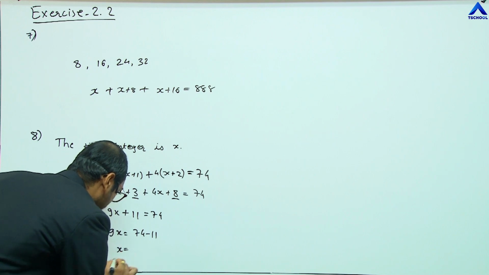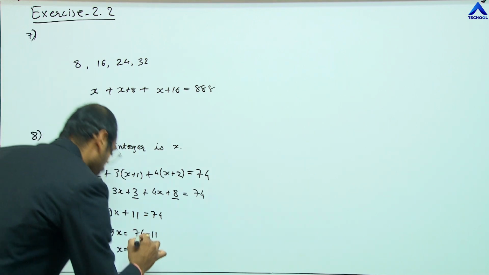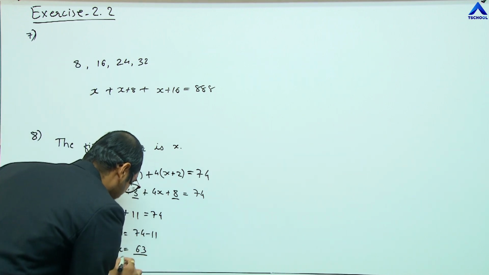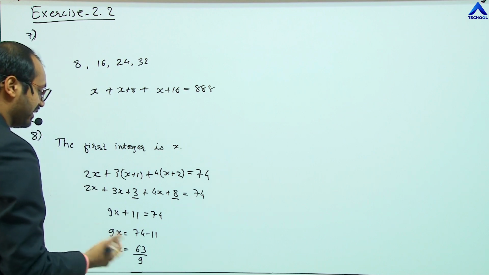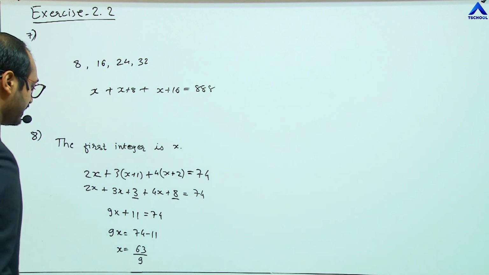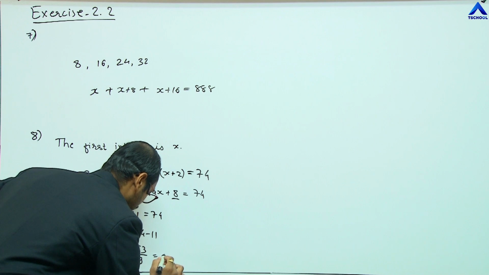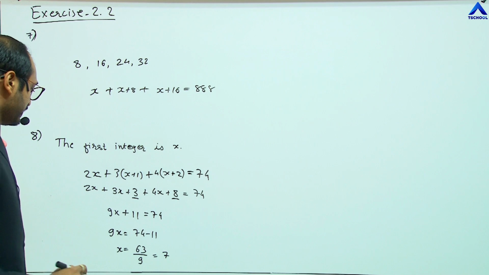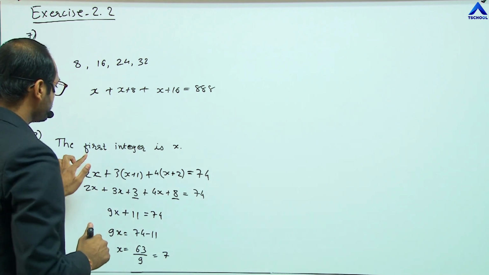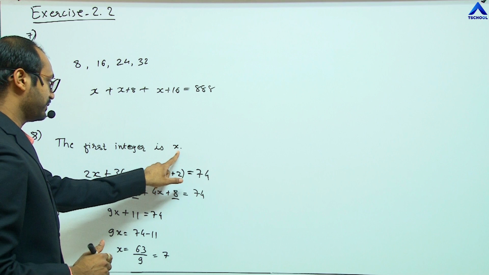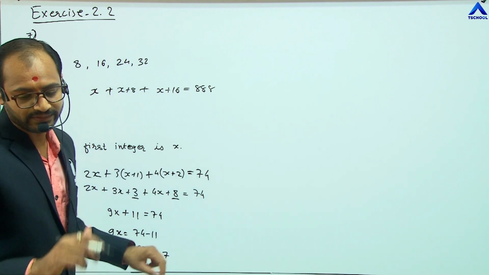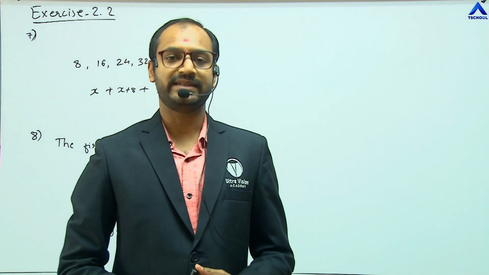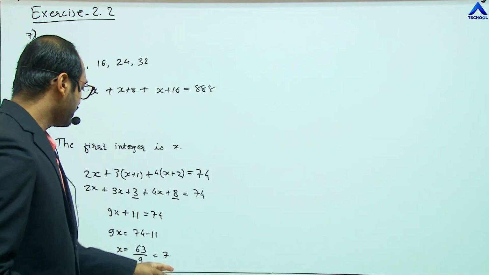and let me divide by 9 on both sides. 74 minus 11 is 63, and this is divided by 9. That means we are dividing by 9 on both sides. Answer is 7. 9 sevens are 63. So the first integer, supposed x, is 7. Then what is being asked? These three consecutive integers are in this manner. So what are the next integers?